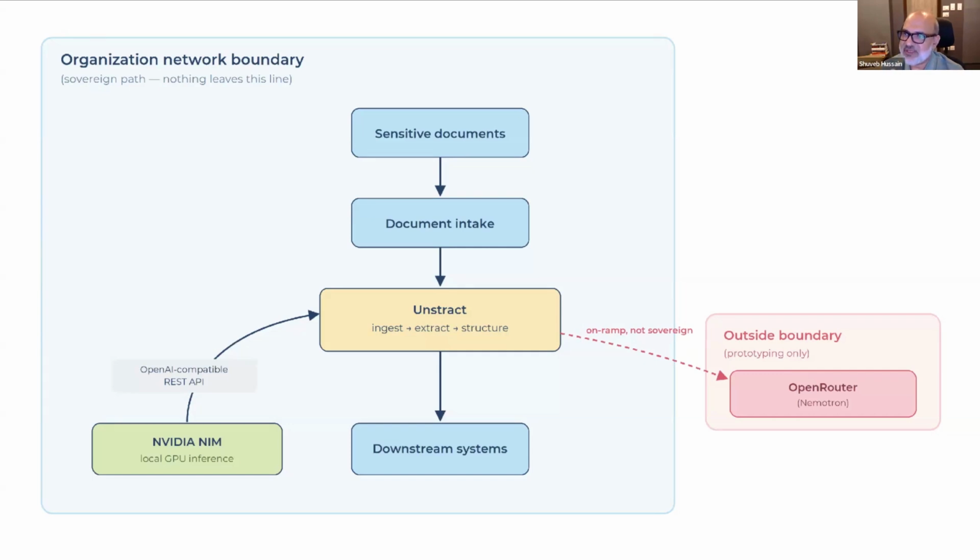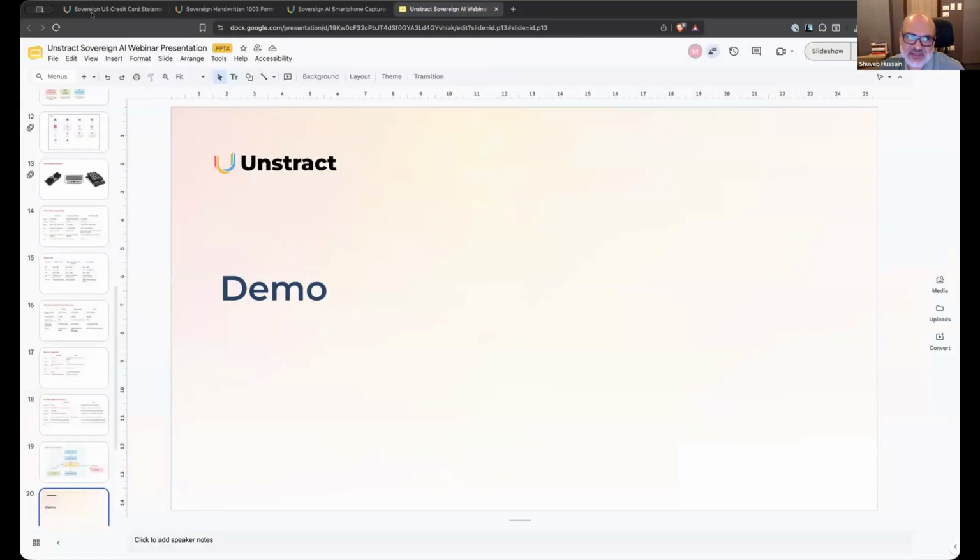And there, depending on how you are exposing that large language model, using vLLM or Ollama or NIM, we have connectors for all of those. You can connect Unstract to your own hardware, or for testing to OpenRouter, and we can go from there. So let me switch over and show you a couple of examples that I have set up.